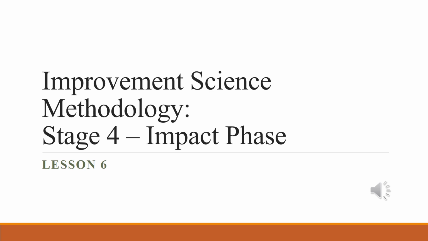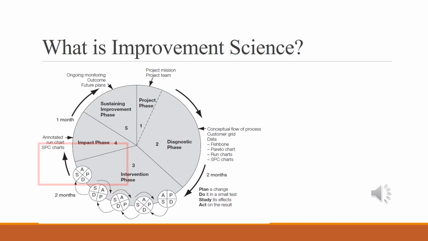Today we're going to cover stage 4, the impact phase, of the improvement size methodology. From the improvement size framework, you can see that the impact phase requires you to measure and record the effects of the changes that you have successfully implemented during the intervention phase. These changes or outcomes can be measured or documented using a run chart or statistical process control charts. Outcome measures can be classified according to the 6 dimensions of healthcare quality by NHS Scotland, or you can also use the IHI outcomes domains.